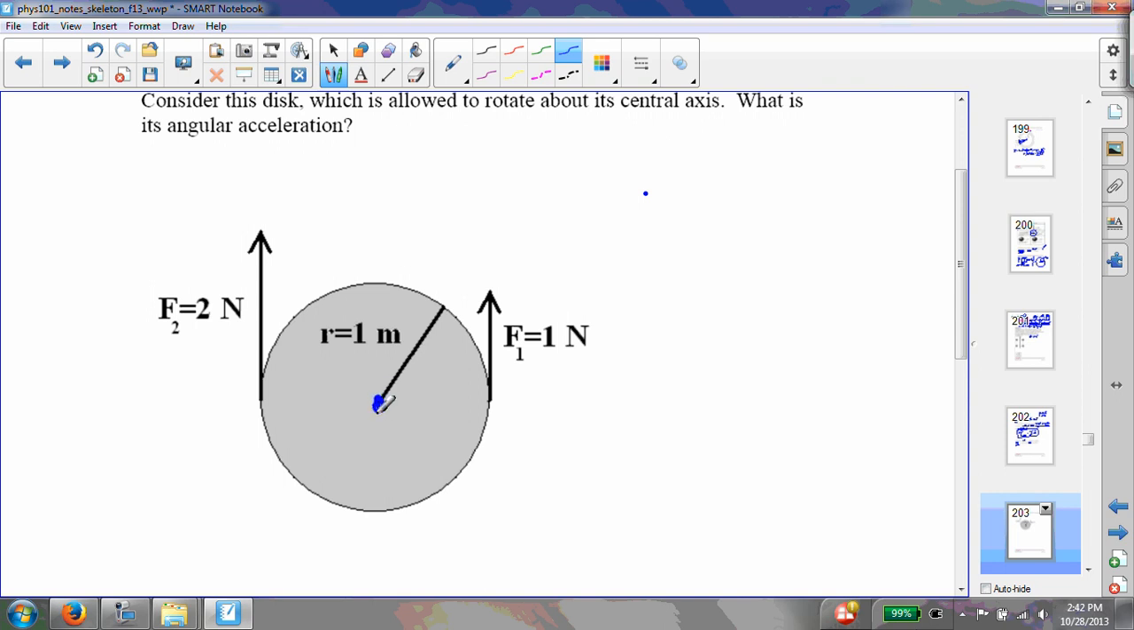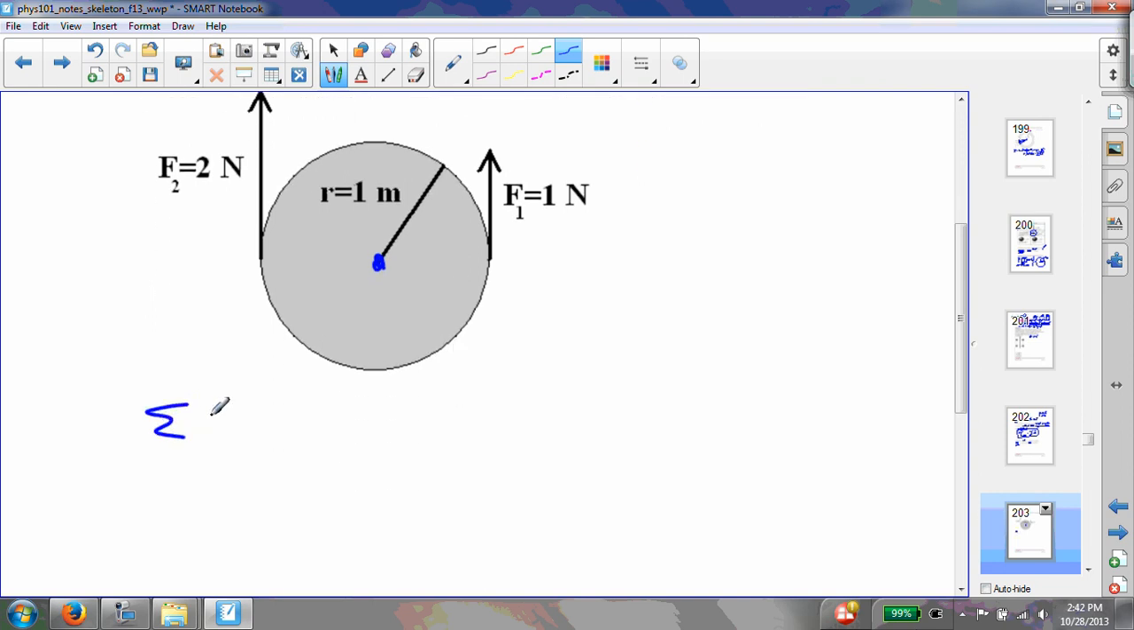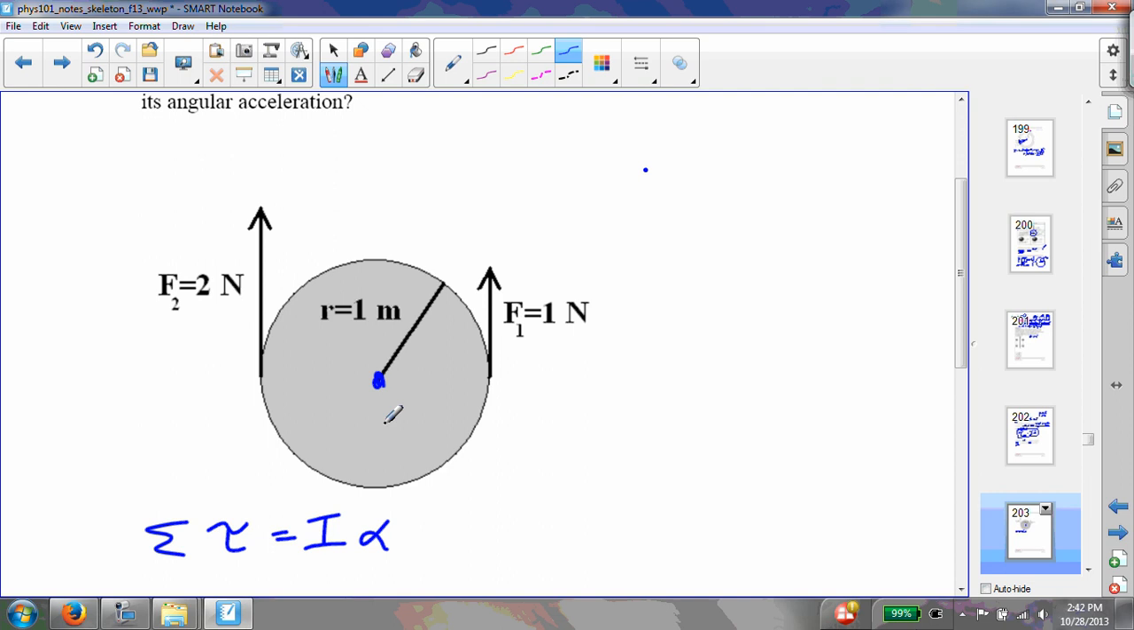A couple things I want to do here. First of all, if I want to know its angular acceleration, I have to say that the sum of the torques equals I times alpha. Let's go ahead and figure out the moment of inertia. I don't give a mass here. Let's say that the mass of this disk is 1 kilogram and that the radius is 1 meter.